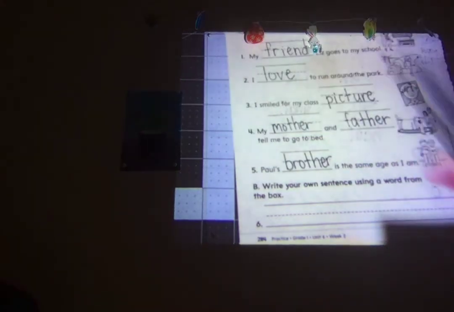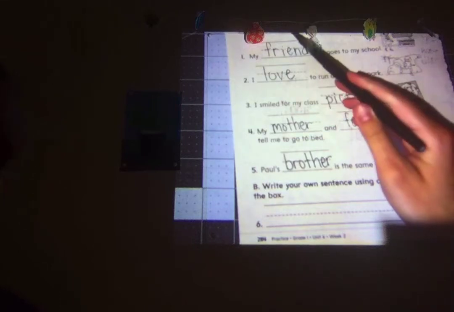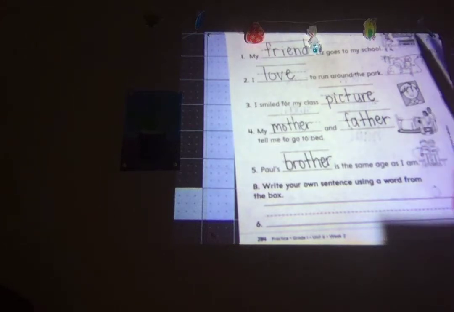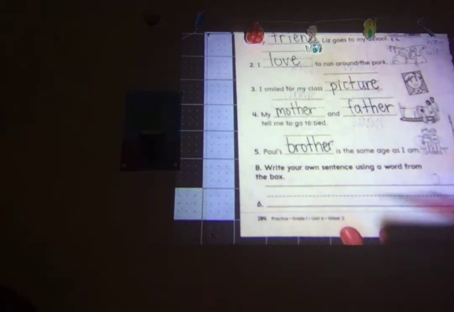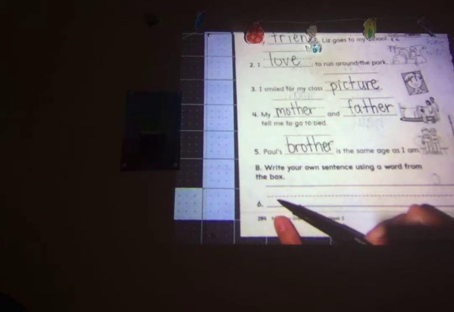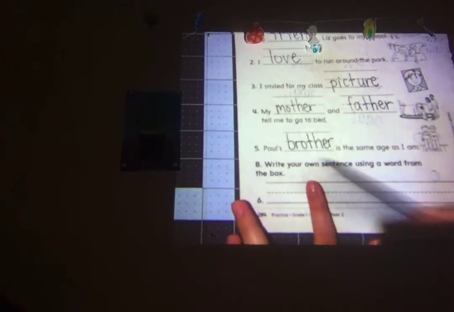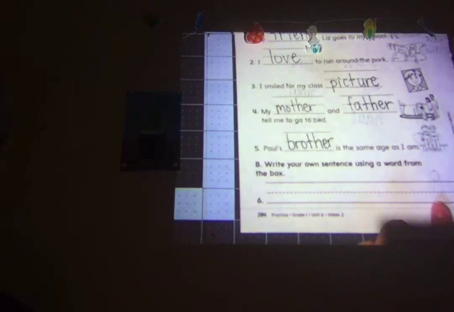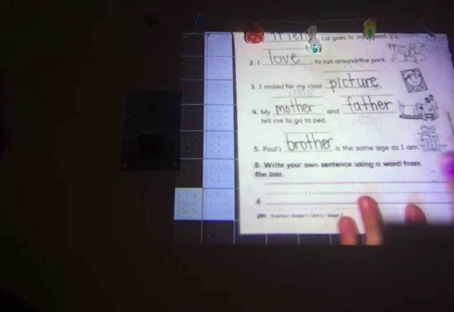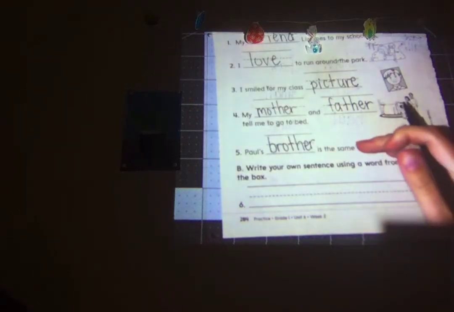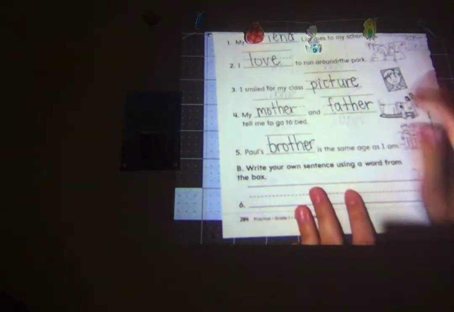So write a sentence that uses the word brother, or the word father, or friend, or love, or mother, or picture, or any of those words, or more than one. Put 2 or 3 in the same sentence, and give me a sentence. As always, I'm looking for a capital letter at the beginning, finger spaces in between words, and a period at the end of your sentence. Always looking for those 3 things: capital letter, period at the end, finger spaces in between, using one of those words from our box.